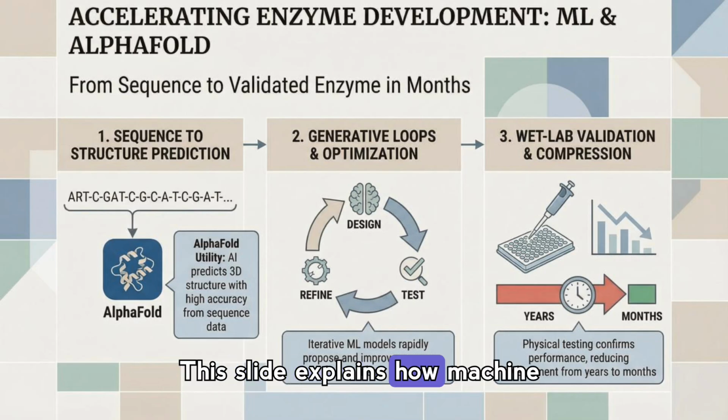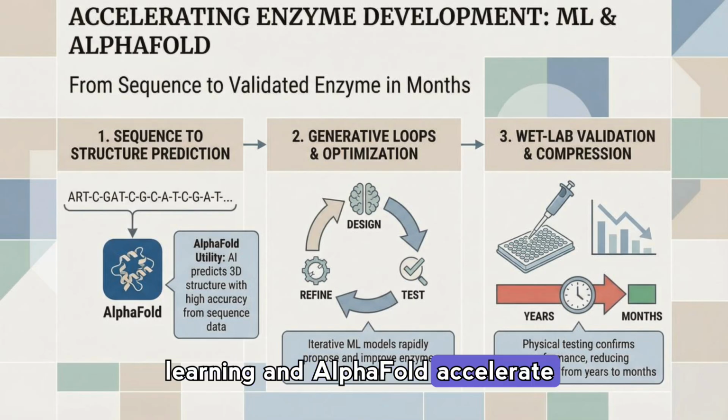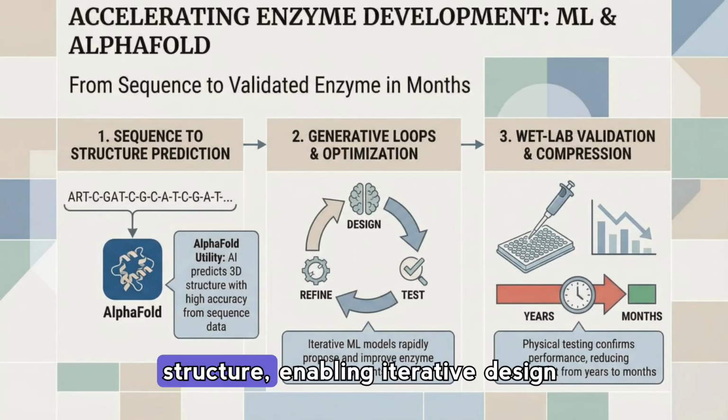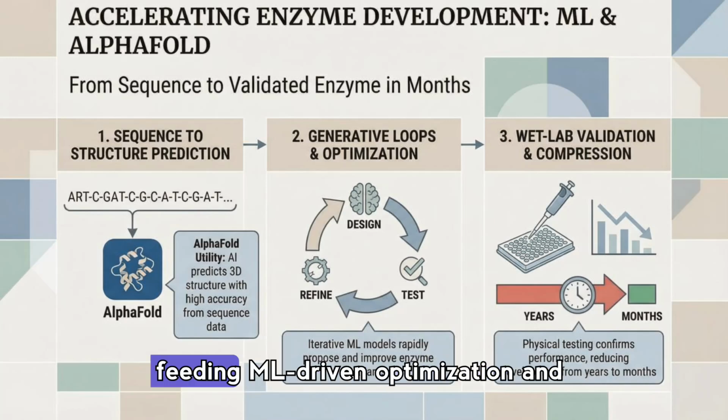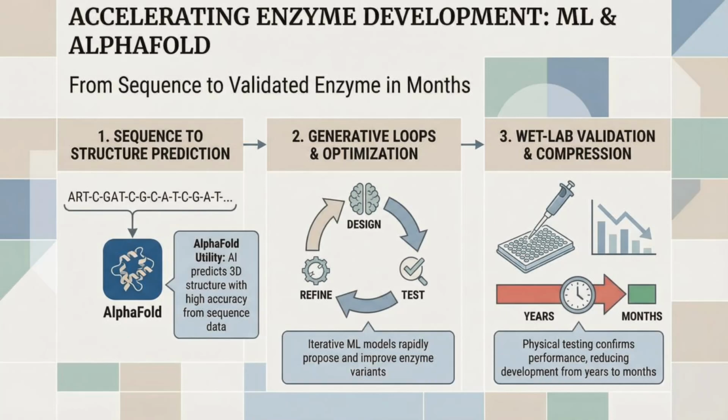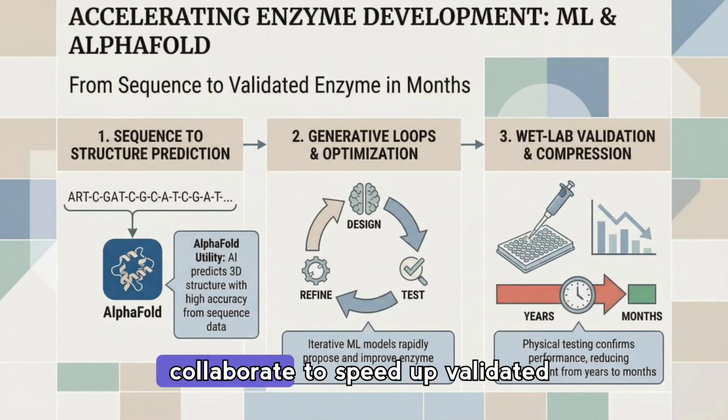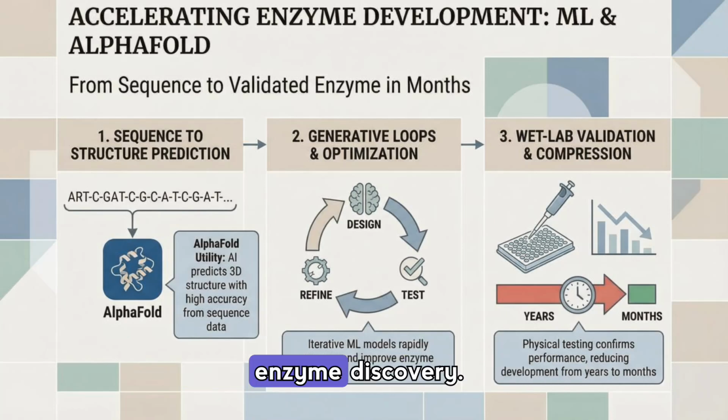This slide explains how machine learning and AlphaFold accelerate enzyme development by predicting structure, enabling iterative design loops, and compressing validation timelines from years to months. The graphic shows sequence-to-structure predictions feeding ML-driven optimization and wet lab confirmation, illustrating how computation and lab work now collaborate to speed up validated enzyme discovery.